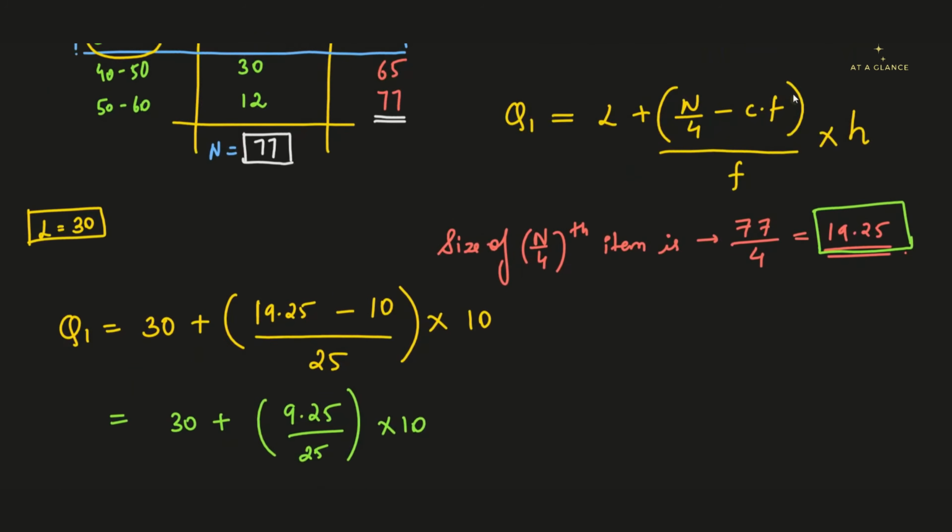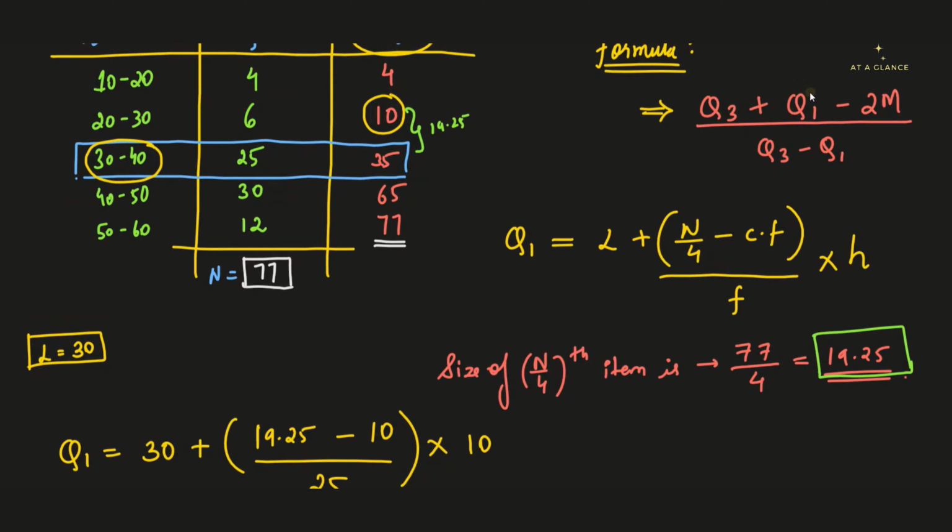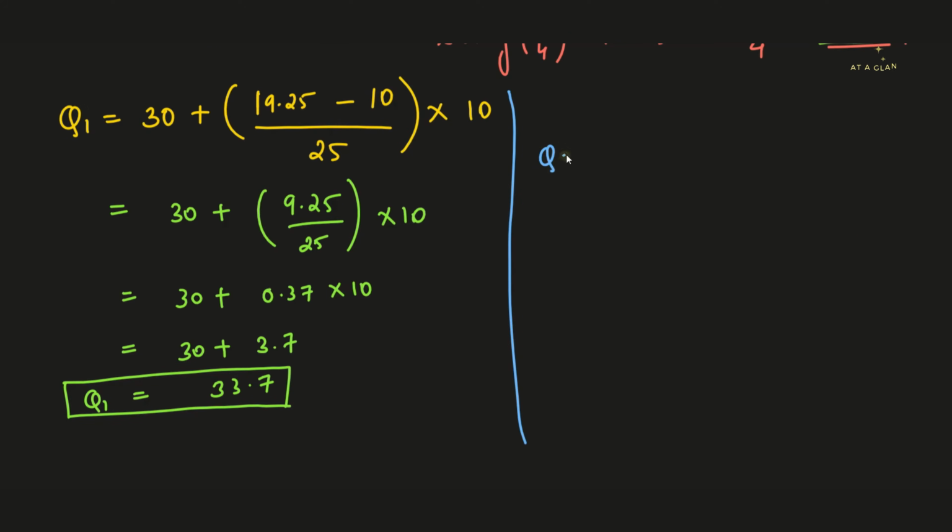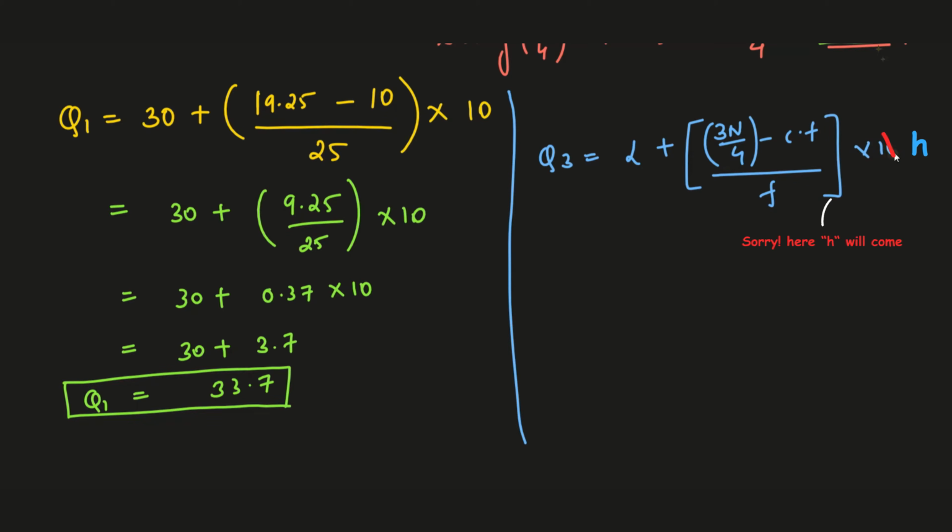Now, basically, in this particular main formula, we already have found out the value of Q1. So Q1 is done. Now, let's try to find out the value of Q3. So Q3 is third quartile. And the formula of Q3 is something like this: L plus 3n by 4 minus CF, the whole divided by F multiplied by 10.